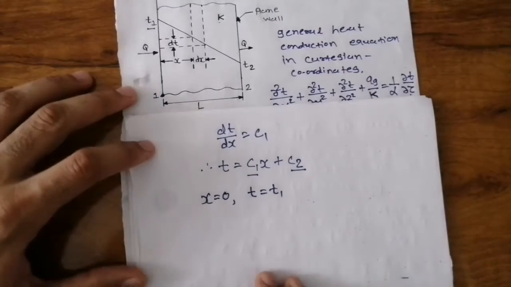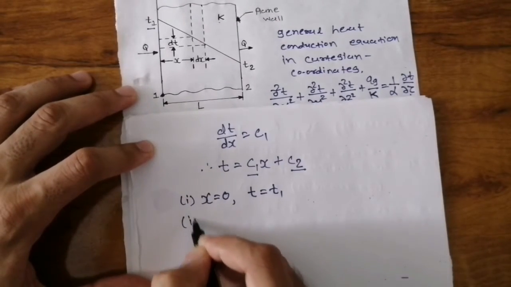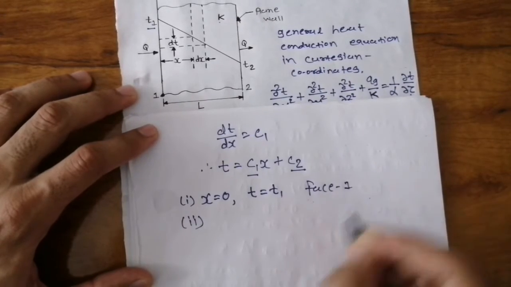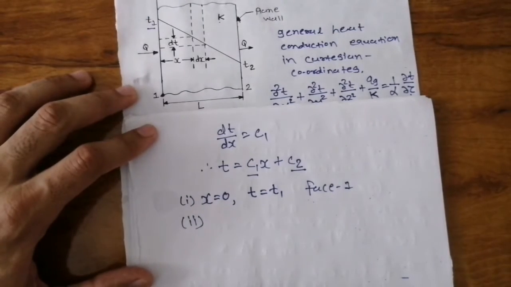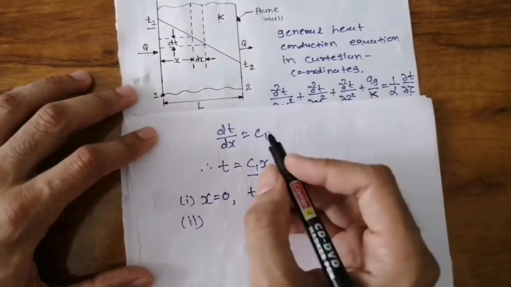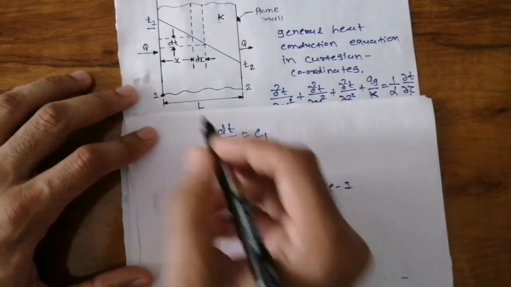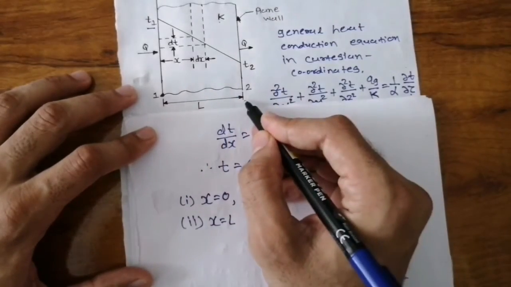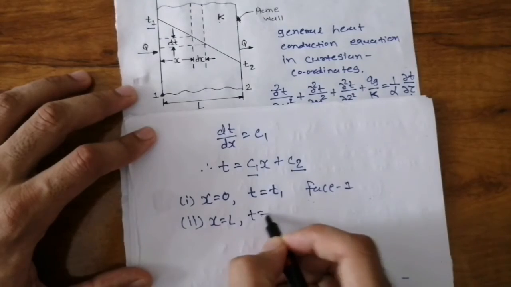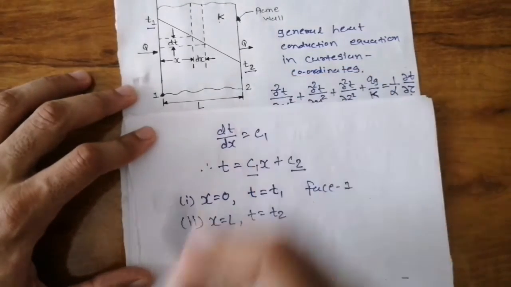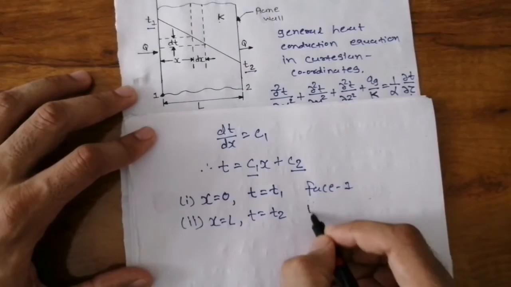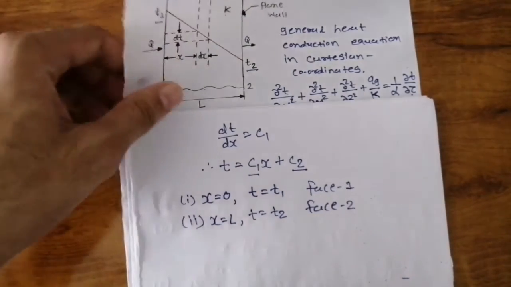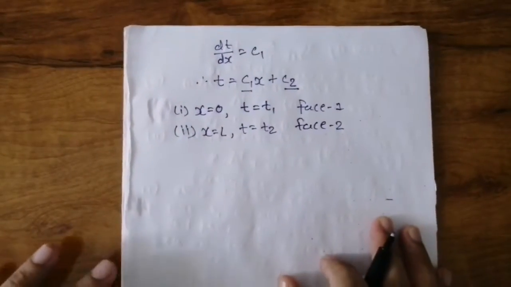What will be our second boundary condition? For phase 2, what will be x? x is equal to L. You can see here, from the reference line, the distance is L, so x is equal to L. And what will be the temperature? T is equal to T2. That is our second boundary condition for phase 2. So we have considered the boundary conditions for phase 1 and phase 2.